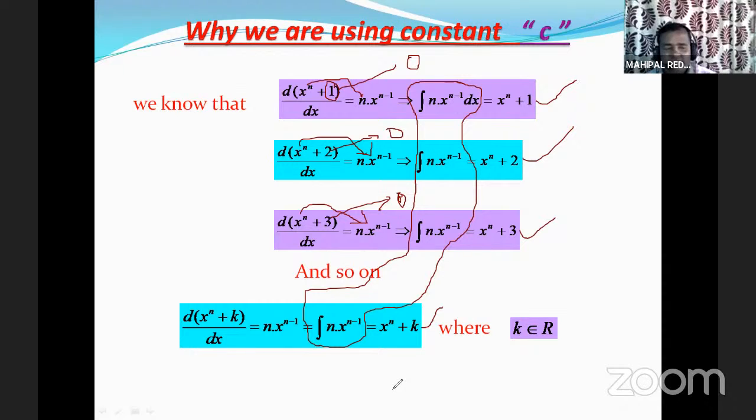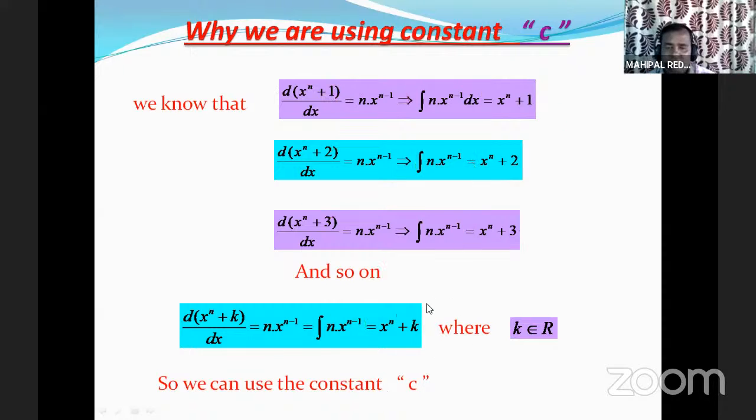That's why instead of k, we are using the value c. I think you understand why we are using c. Look here, we are getting first time 1, second time 2, and these are examples only, 3 or k. Instead of k, we are using the value c.